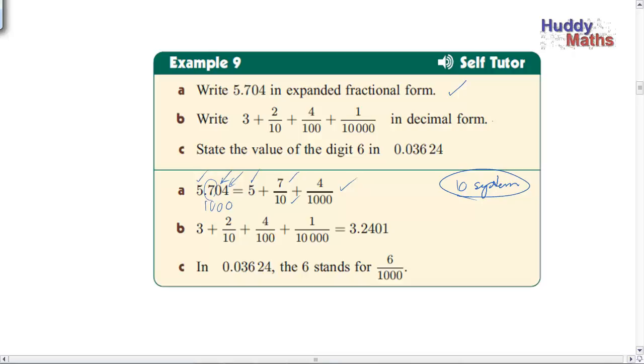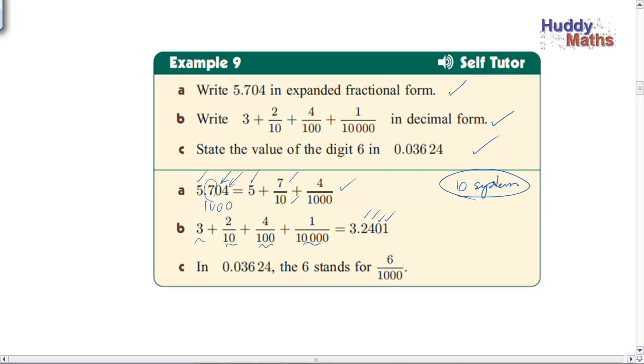What about this one? 3 plus 2 tenths plus 4 hundredths plus 1 ten-thousandth in decimal form. Well, there they are. That's 3, first place after the decimal, second place, third place, isn't it? Using our system. Get familiar with what these pieces mean. Okay, now what about this?